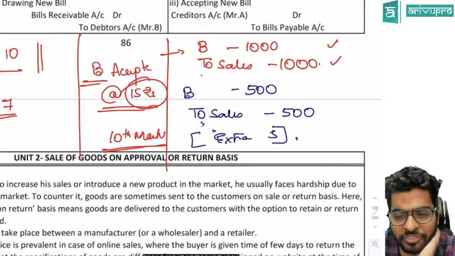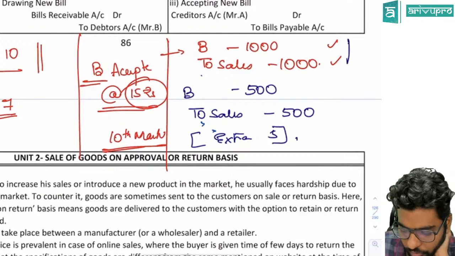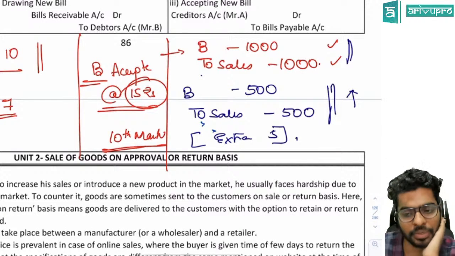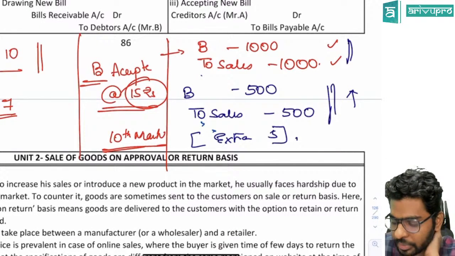Sabrish, it's not going to be 15, it will be for 10. When I sent, I'm going to be recording at 10. When he accepts at a higher price, I'll only be recording for that 5 rupees additional.